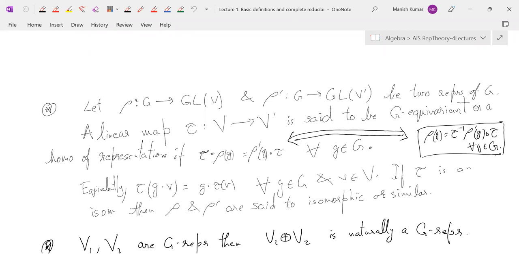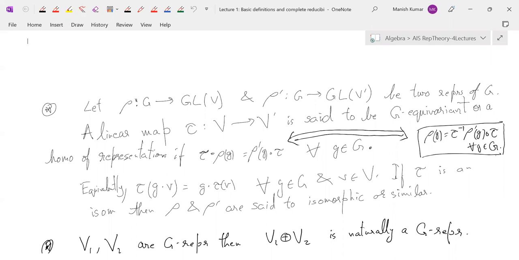But anyway, whenever we study some objects, we also study maps between them. So if you are given two representations of G, V and V prime, then we want to study maps between these two representations which satisfy a certain nice property, meaning it preserves the structure in some sense. So a linear map tau from V to V prime is called G equivariant, or a homomorphism of representations, if you like. G equivariant is more used; homomorphism of representations is not that much used.